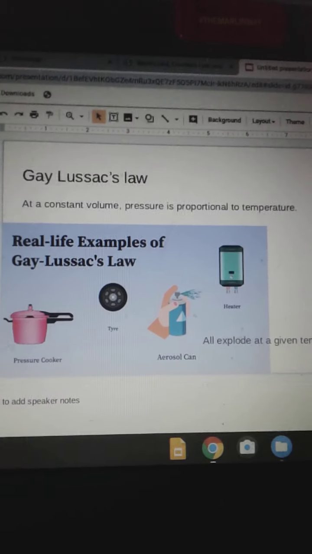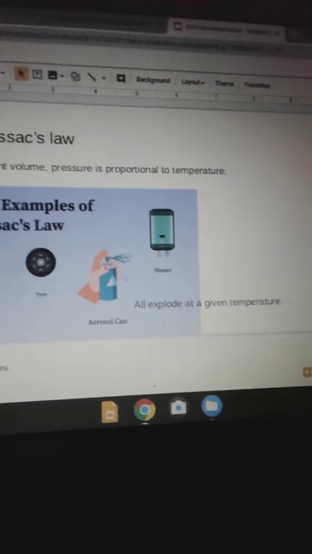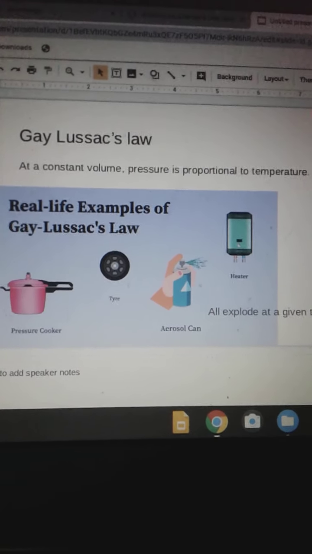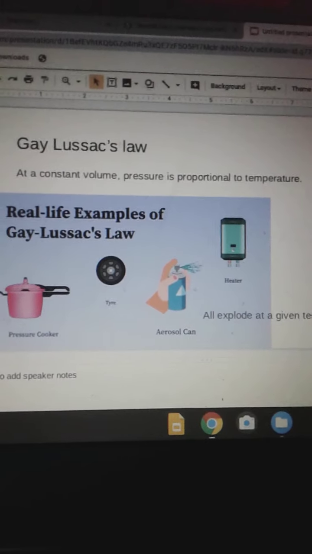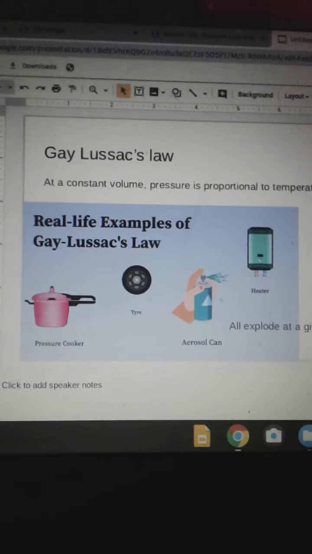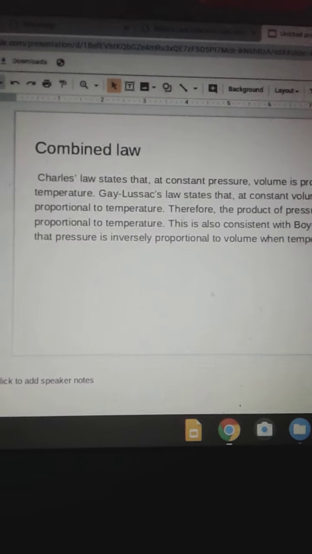Gay-Lussac's law is at a constant volume, pressure is proportional to temperature. And this is a good example, which is the pressure, tire, aerosol can, and heater, they'll all explode if given a high enough temperature, which also includes a propane tank.